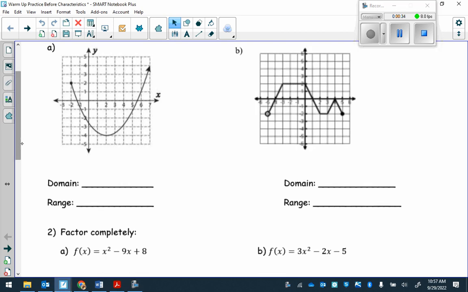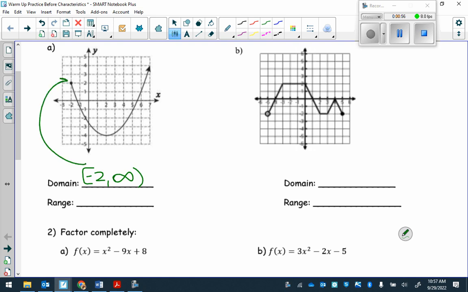So for A, this first one, what would the domain be? What would the domain be for A? I'm sorry, I tried to make it pretty dark. Good. -2 with a bracket, because it's a closed circle, to infinity. What would the range be? Excellent. -4 to infinity, again with a bracket, because it's included, and it's the lowest point. Okay, and for those that couldn't see it, that was a line going through.